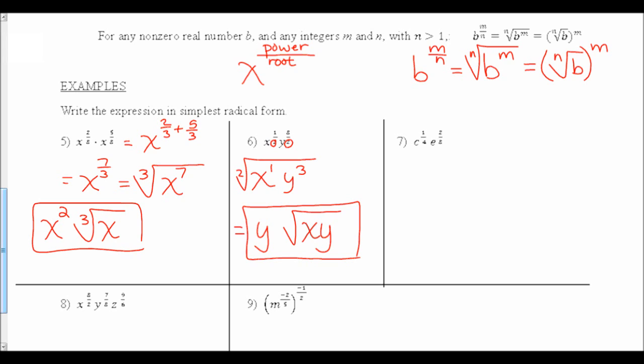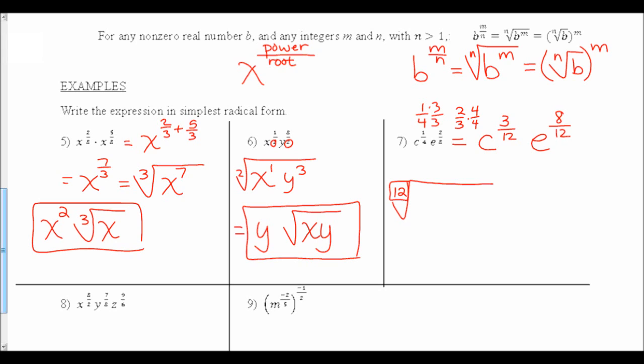On a problem like number 7, we have c to the 1/4 and e to the 2/3. In order to put these things underneath the same radical, our radical is going to have the same index, the same little number in here inside the radical. So I'm going to have to get c and e to both have the same denominator in their fractions. The least common denominator of 4 and 3 is 12. If I want to change my 1/4 into 12ths, I'd multiply by 3/3 to get 3/12. If I want to change e's exponent, my 2/3, into 12ths, I'll multiply by 4/4 and I'll have e to the 8/12.